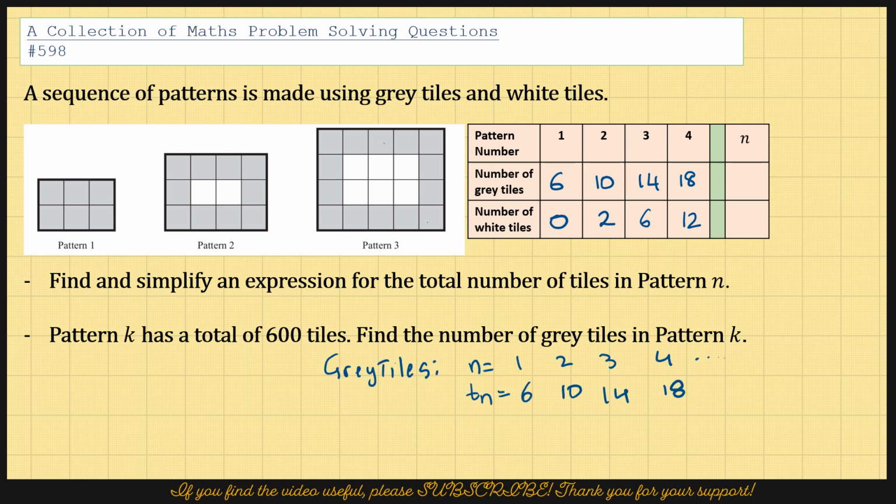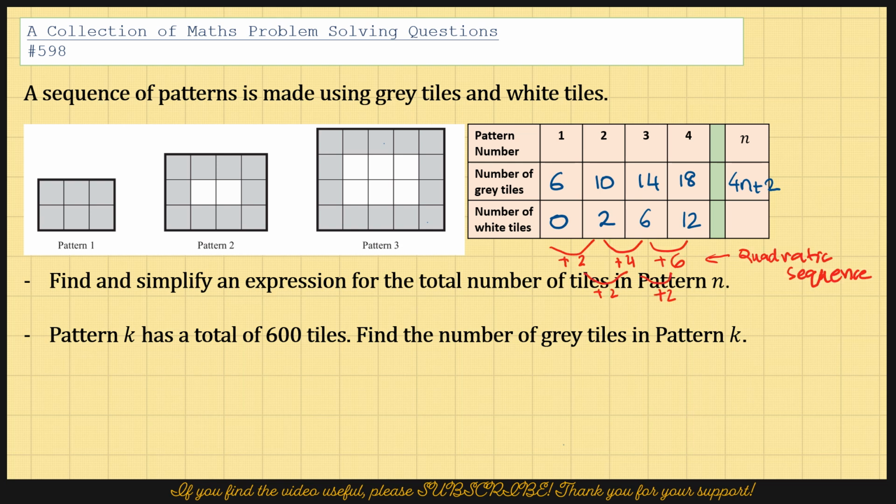So the next step is to find an expression for n. We start with the grey tiles. As you see, n is 1, 2, 3, 4, and the first term is 6, the second term is 10, 14, 18, and the common difference is 4. So we can write this as 4n plus 2. That is the nth term for the number of grey tiles.